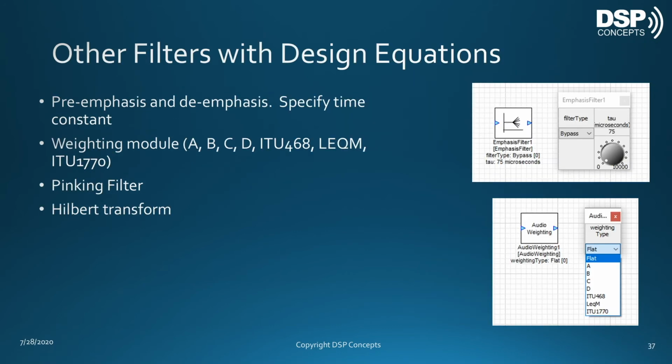Beyond this, there's a whole bunch of filters with design equations. Emphasis, pre-emphasis, de-emphasis filters. You specify the time constants. There's weighting filters. So if you want to do A weighting or C weighting for audio measurements, we have that. There's a pinking filter. It converts white noise to pink noise, and even a Hilbert transform. So all of these filters include built-in design equations, allowing you to easily use these modules.